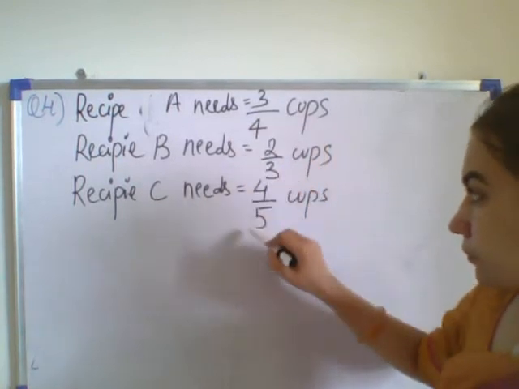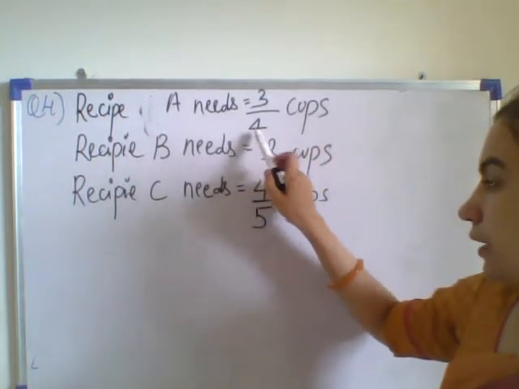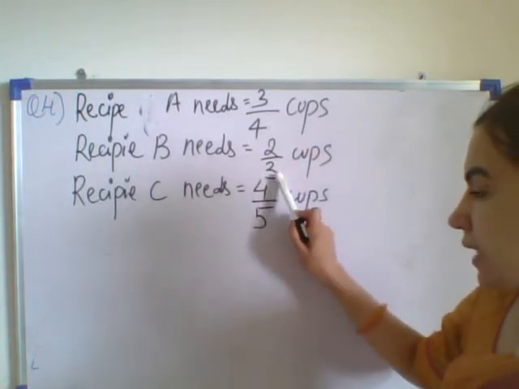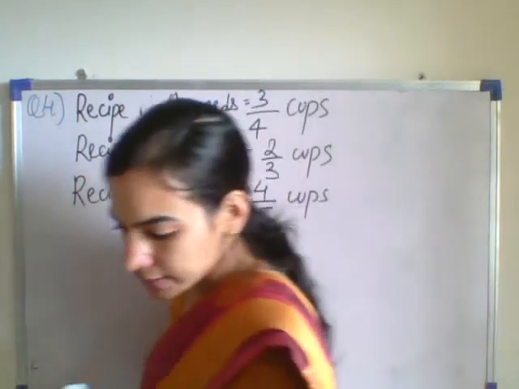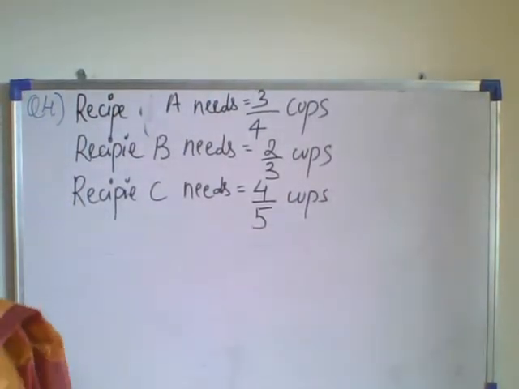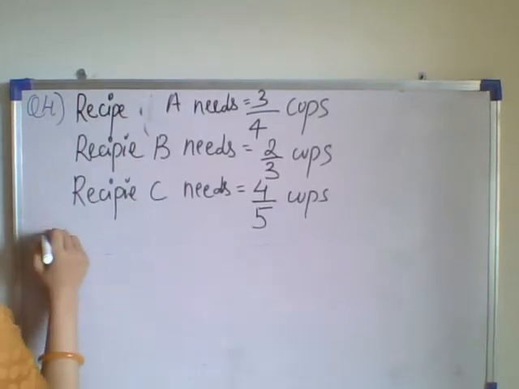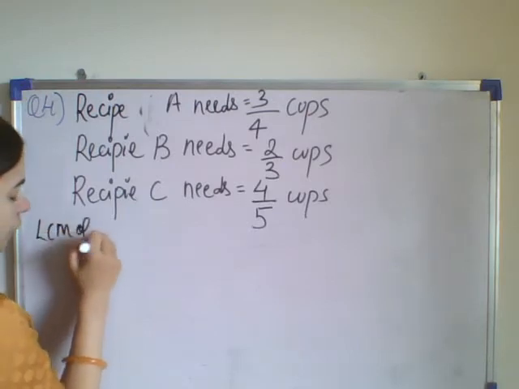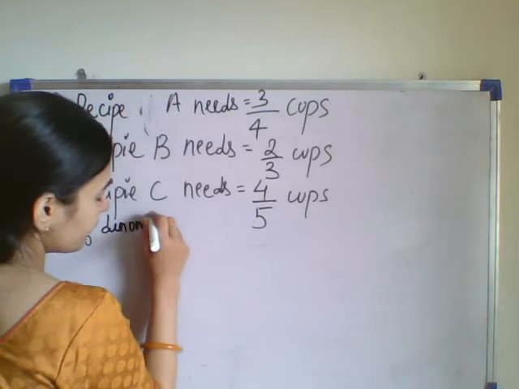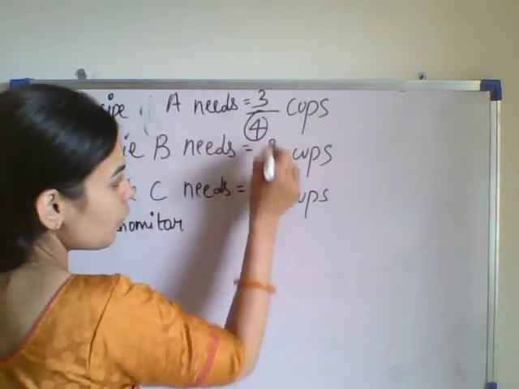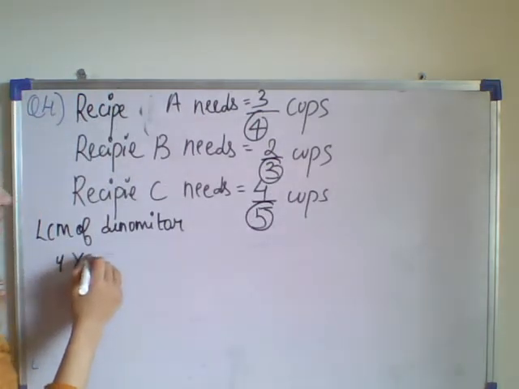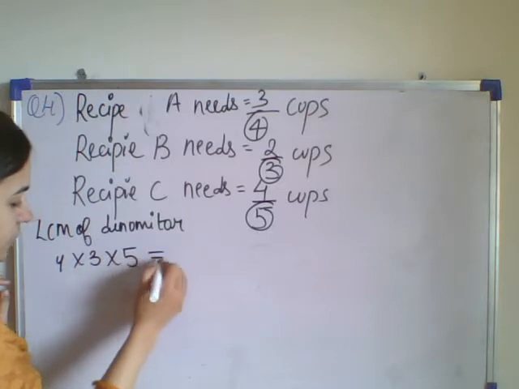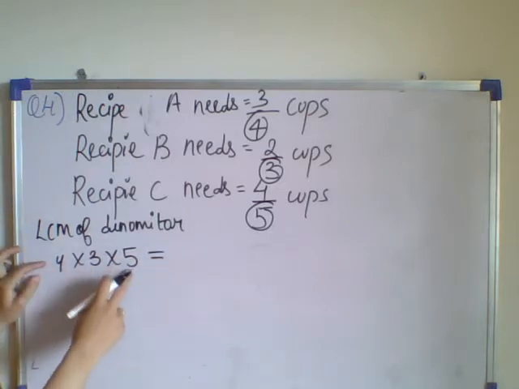You can see the denominators: this one is 4, this is 3, this is 5. So first we will find the LCM of the denominators, which are 4, 3 and 5. So 4 multiplied by 3 multiplied by 5: 4 3s are 12, and 12 5s are 60.